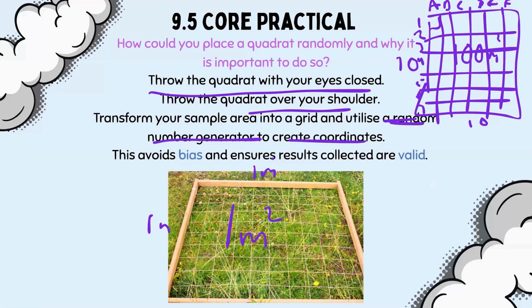So it might be B7. So you know that's over here. Put your quadrat there. You might have F3. So you know you're going to put your quadrat there. That kind of thing. So by doing that, it avoids bias and ensures results collected are valid.